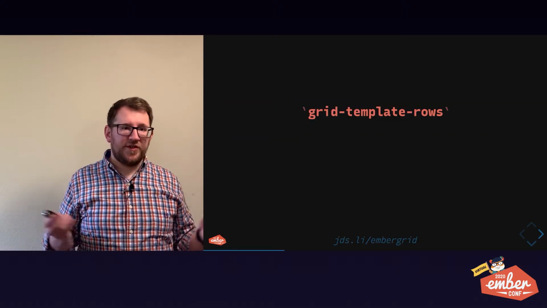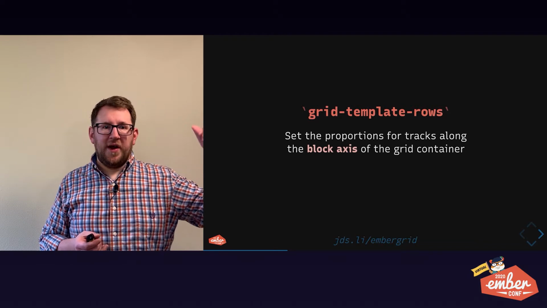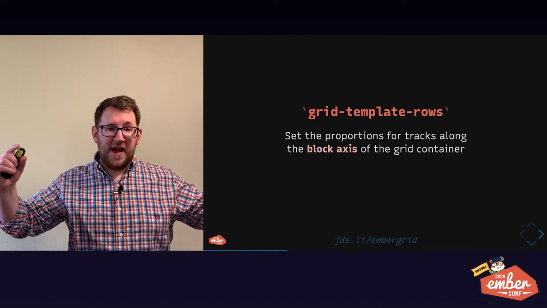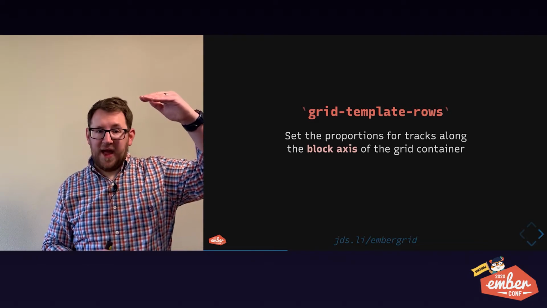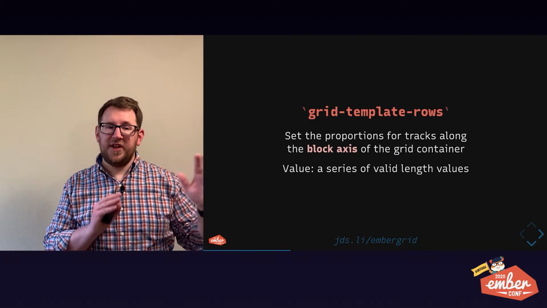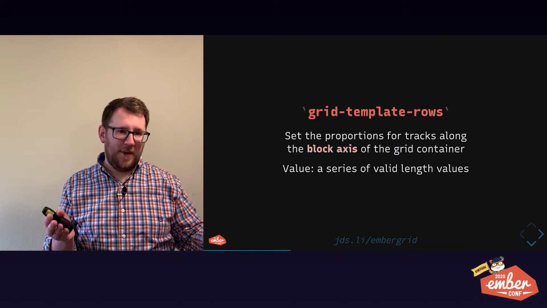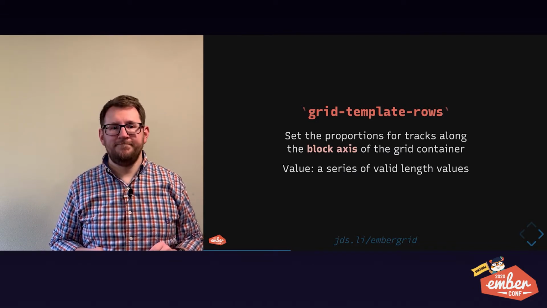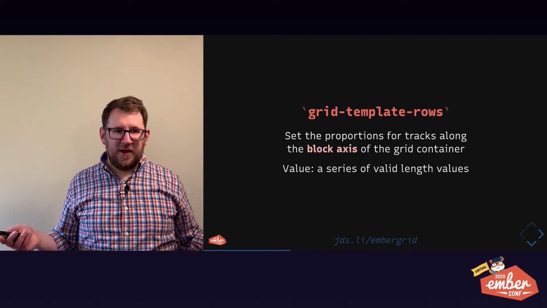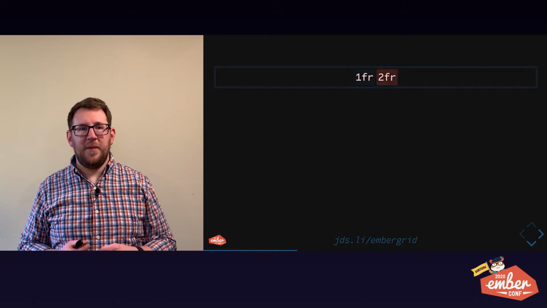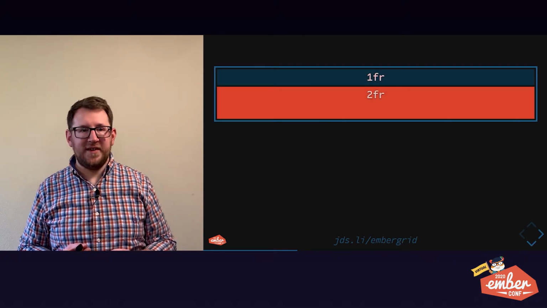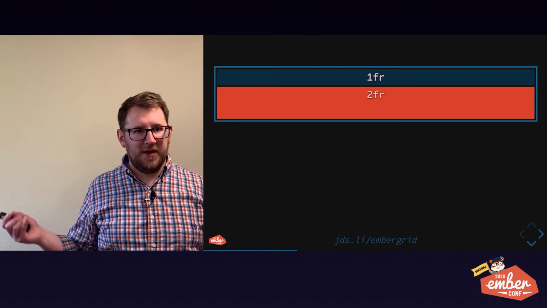Grid template rows works essentially the same way, but whereas columns operate along the inline axis, rows operate along the block axis. And again, in a second, I'll show you why I'm saying inline and block and not top, bottom, left, right, those kind of words. Same values. And look at examples. We could do a fraction and then 2 fractions. Here, the top row is tall enough for its content, and the second row is twice as tall, 1 and 2.